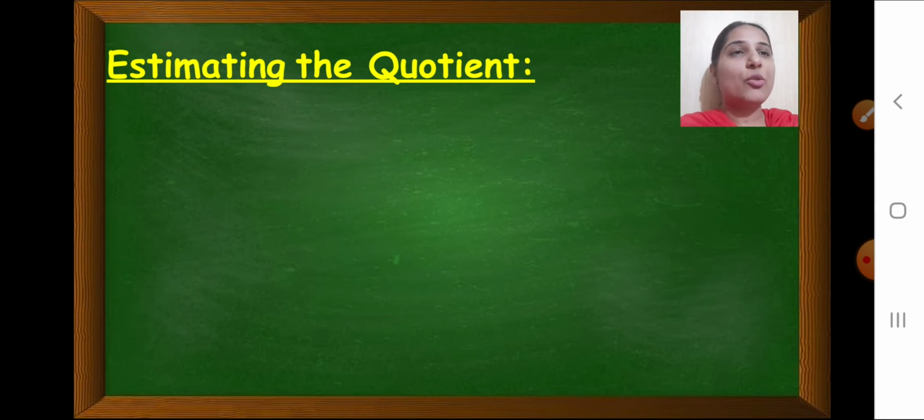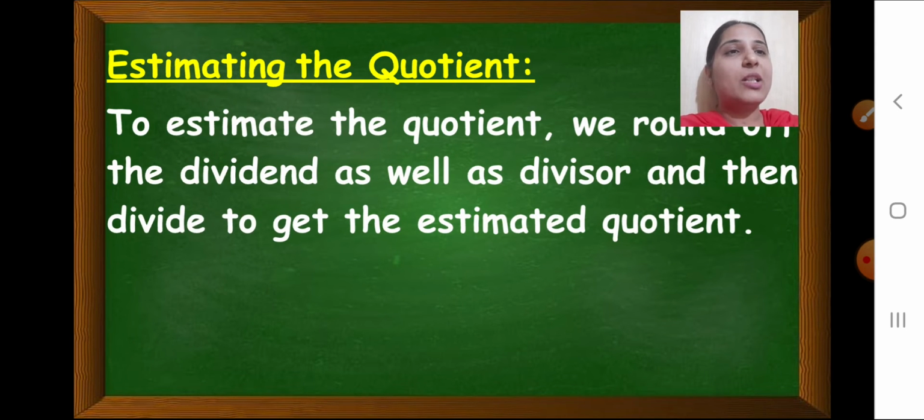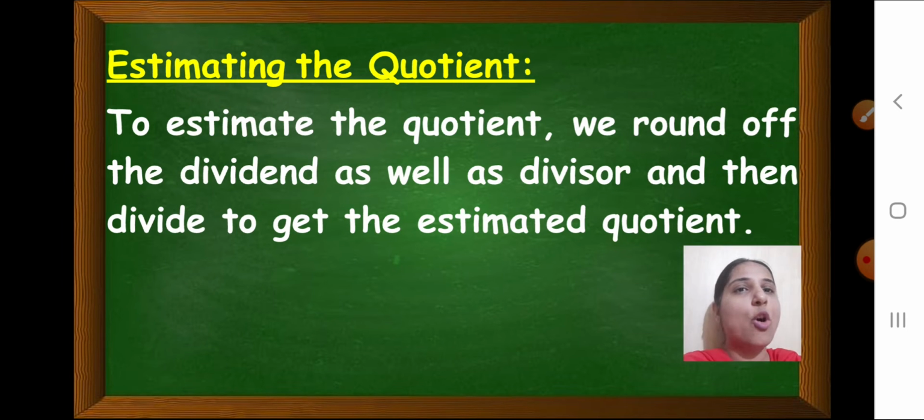So children, today we will see how to estimate the quotient. In the previous classes, we have discussed how to estimate the sum, the difference, even the product. So today we will see estimating the quotient. So children, how do we estimate the quotient? To estimate the quotient, we round off the dividend as well as the divisor and then divide to get the estimated quotient.